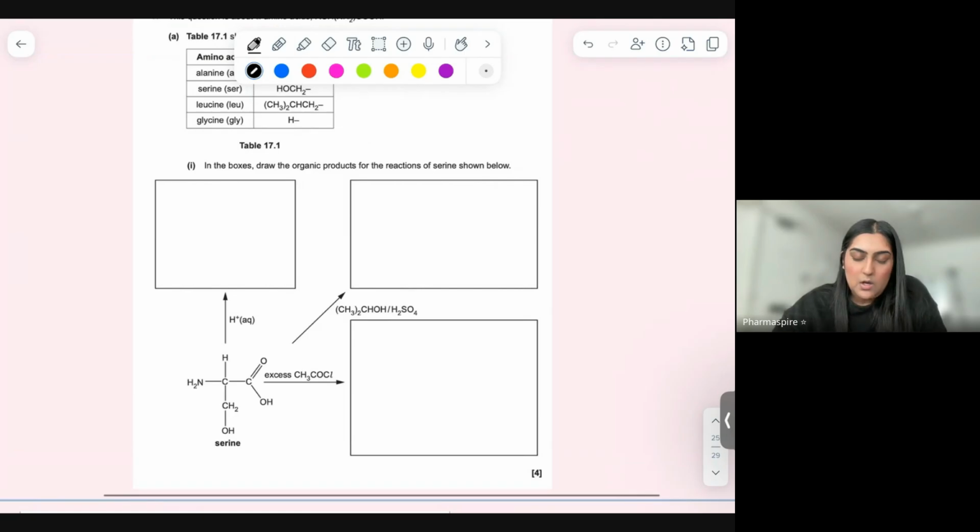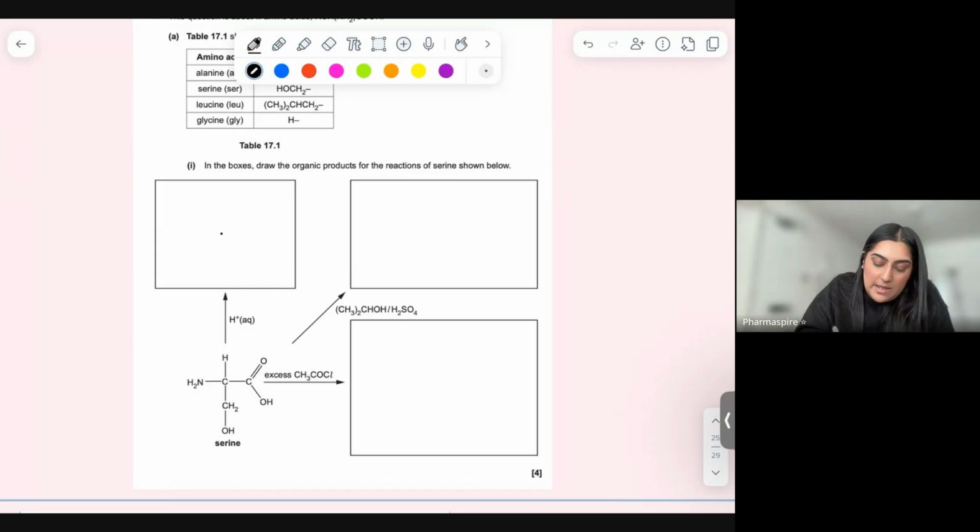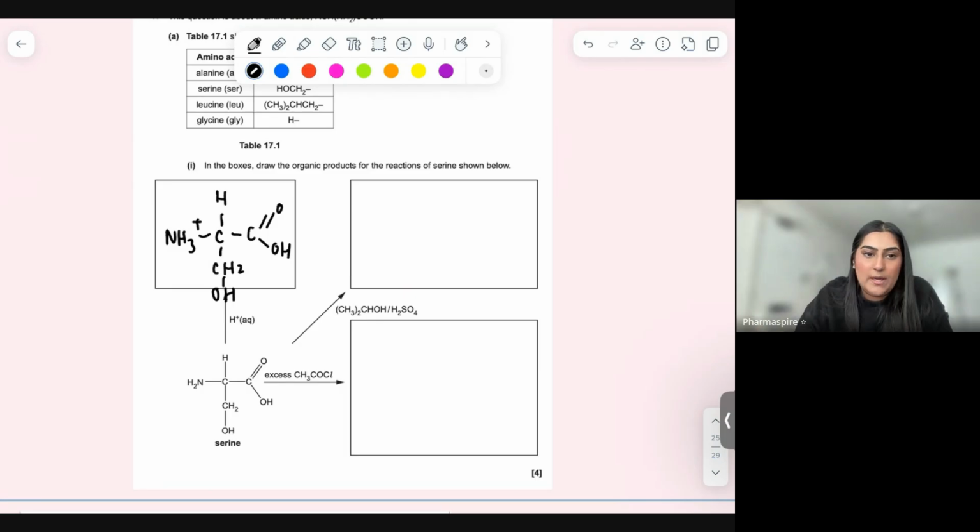Right, let's do a synthetic route. So we know that when you add H plus, it's going to react with your amine. Get that out of the way because we've just covered that. So you have your C double bond OOH, H, CH2OH, and then you've got your NH3 plus because it's got a H plus added. Everyone okay with that part? Done. Okay, right. So then we've got an alcohol with H2SO4. If you add an alcohol, what is that going to react with to form?